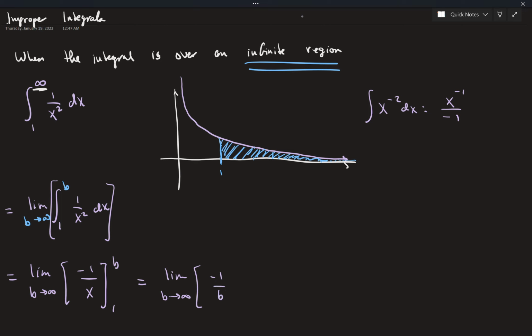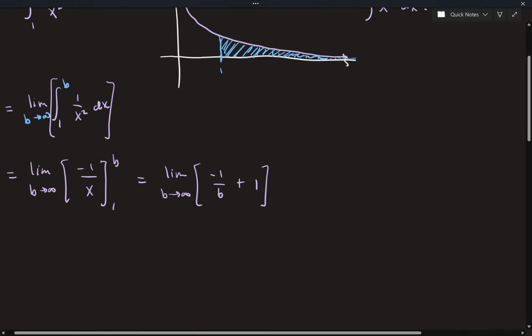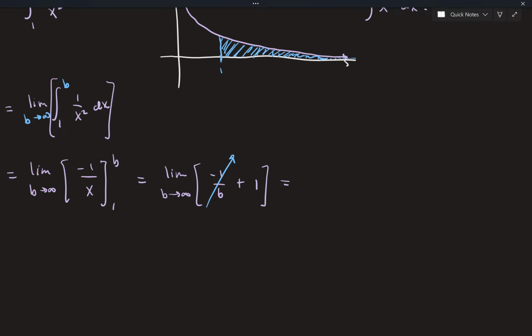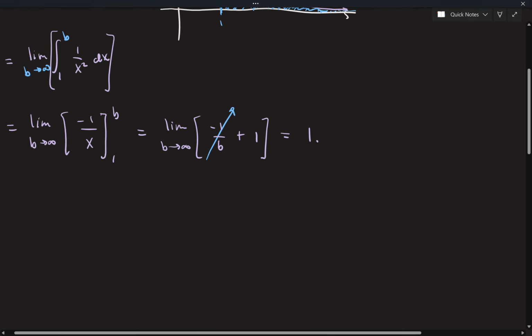Negative 1 over b minus negative 1 over 1, which is plus 1. And this is a limit that's perfectly fine. If I let b go to infinity, I get 1 over infinity, that's 0, and I get 1. So we're going to talk later about what that actually means, but just big picture, that's what this is all about.